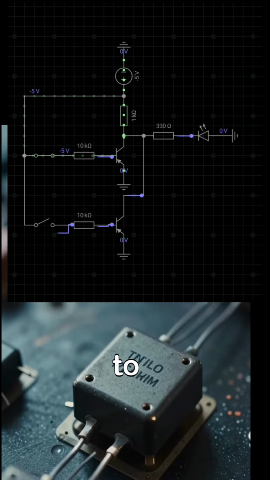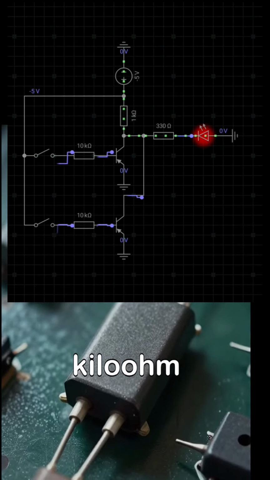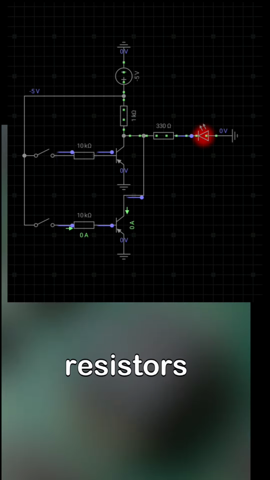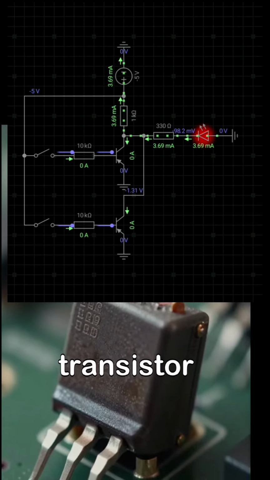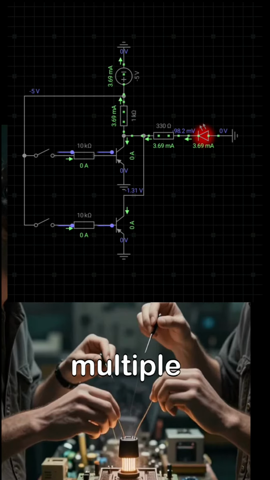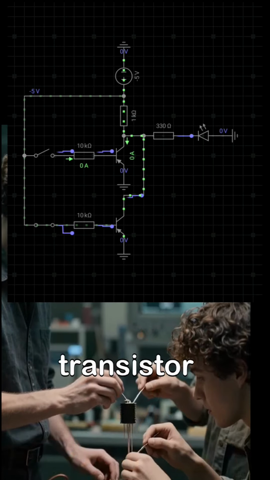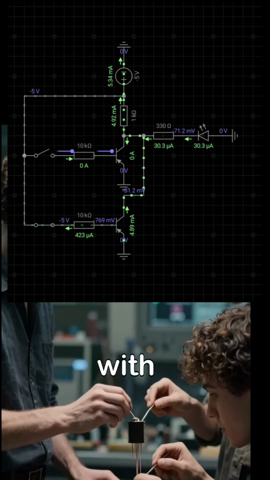Each input is connected to the transistor base through a 10 kilo-ohm resistor. These resistors limit the base current and protect the transistor. They also allow multiple inputs to safely control the same transistor without interfering with each other.